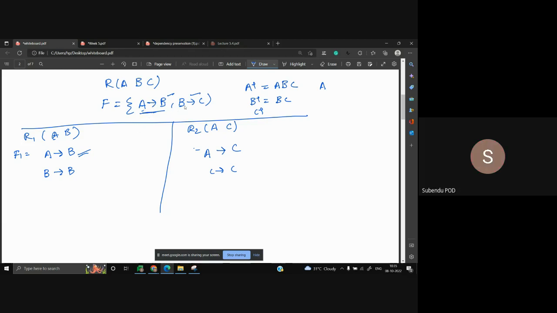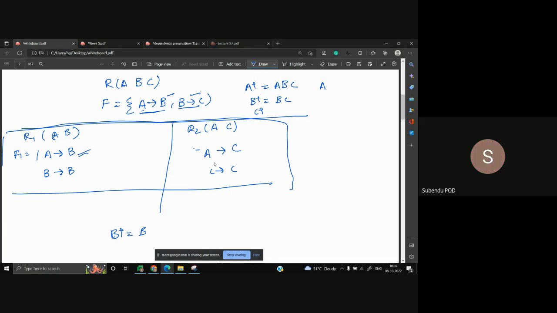But B determines C is not preserved. So what do we have to do? You have to find the B closure with the help of this parent table functional dependency. What will we get? B closure is B, and nothing else, right? So B determines C is not preserved in the child table, so this is not dependency preserving.